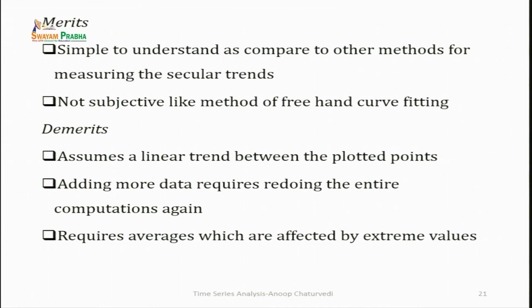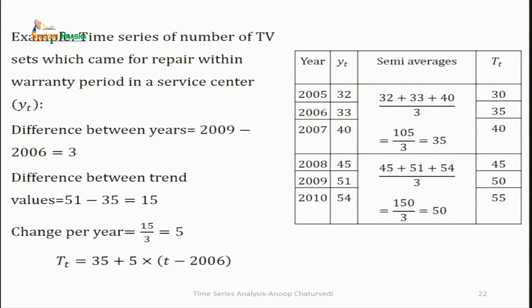Now, here is a very simple example. We have a time series of the number of TV sets which came for repair within the warranty period in a service center. The data is for 6 years from 2005 to 2010. Initially, we divide the data into two equal parts: the first 3 observations and the last 3 observations. You simply take the average of the first 3 observations, which is (32 + 33 + 40)/3, or simply 35. Then the average of the last 3 observations is 50.